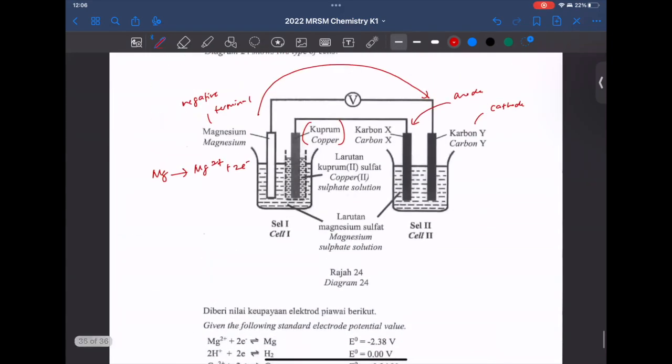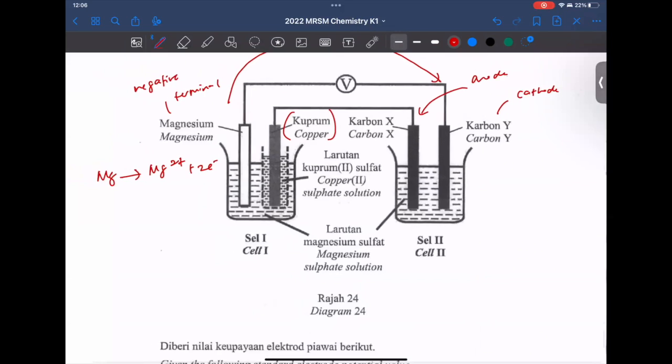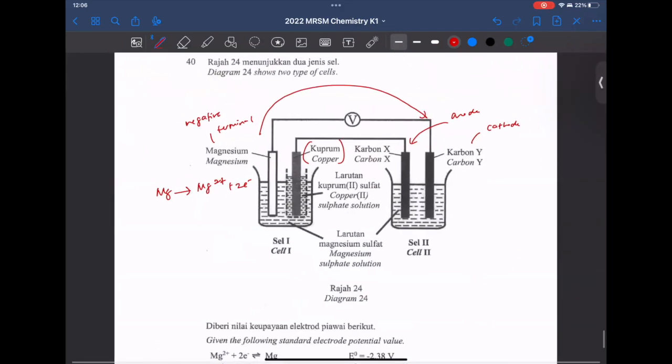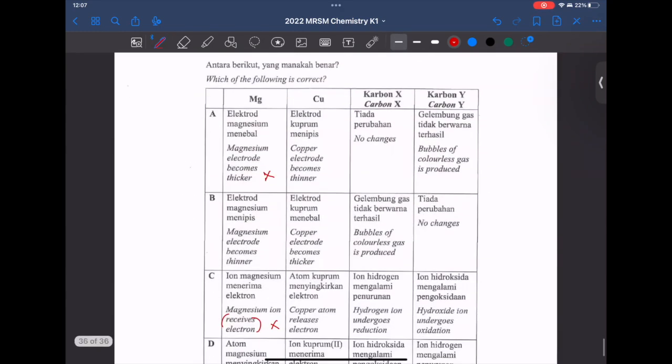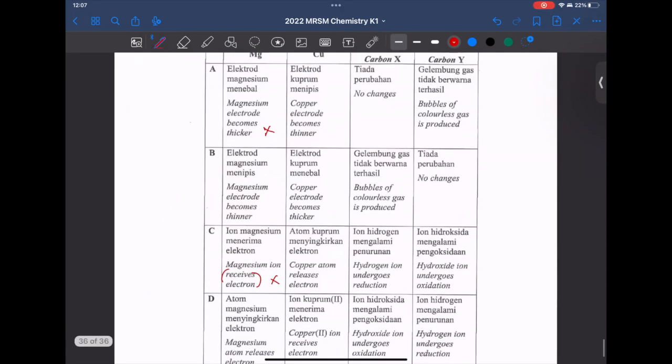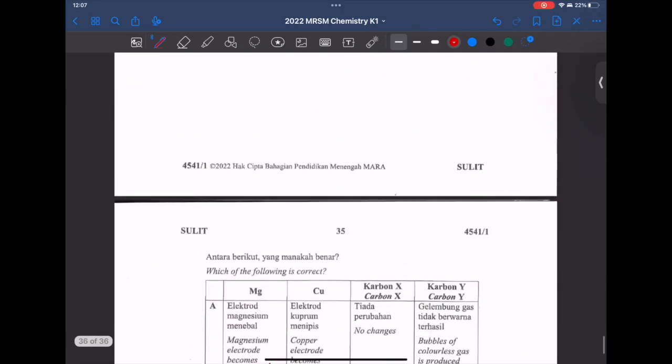Does copper become thicker? Not on cell 1, because inside here, oh yeah, copper sulfate. Okay, so it becomes thicker. So what happens at the copper side over here is that copper will receive the electron to form copper atoms, so it becomes thicker over time. So that's true. So this is correct. Let's confirm and see whether it's B or not.